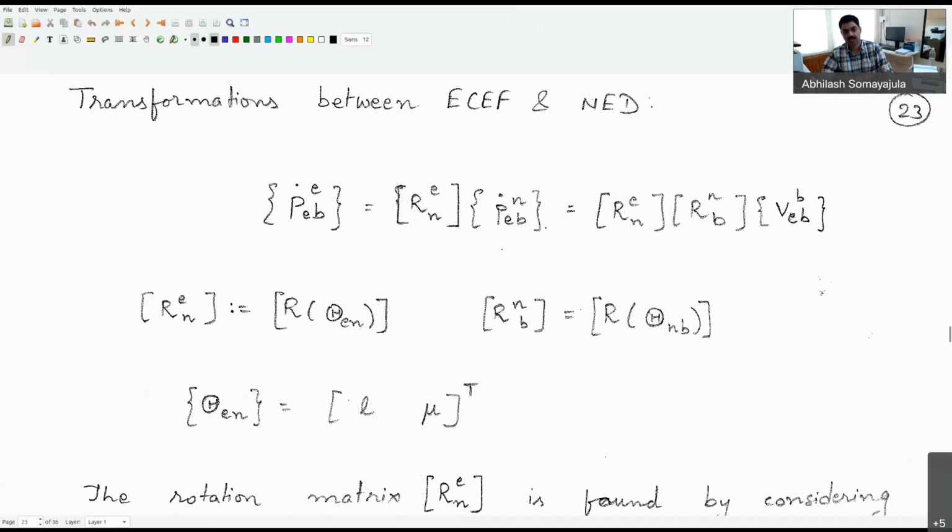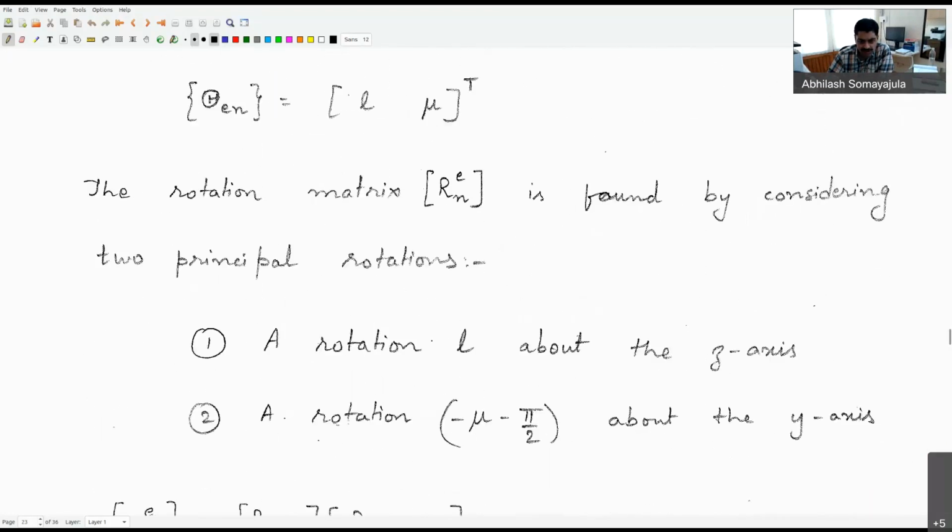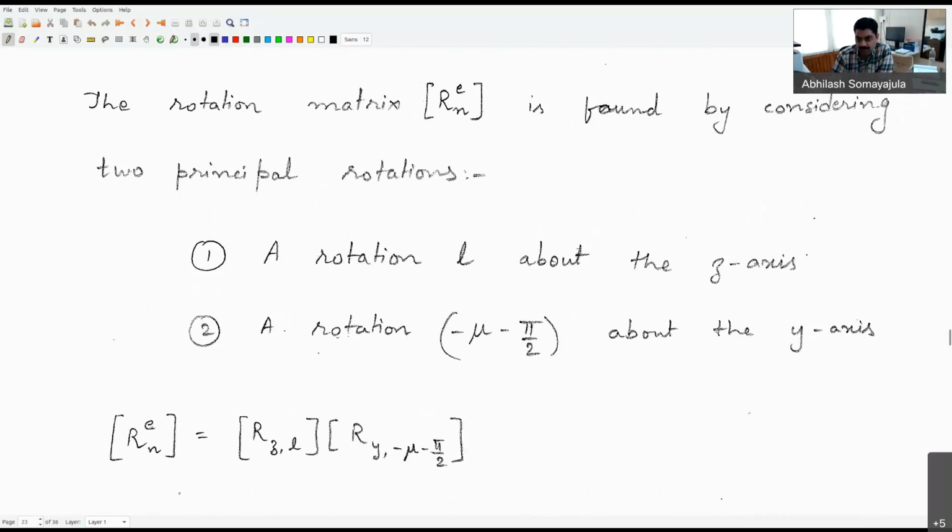Yes, sir. All right, so the last time we had started to discuss the transformation between the Earth-centered Earth-fixed coordinate system and the north-east-down NED frame. We wanted to understand that this transformation requires the latitude and the longitude. We saw that primarily the first rotation is about the longitude, about the z-axis, followed by an angle given as minus mu minus pi by 2, where mu is the latitude.